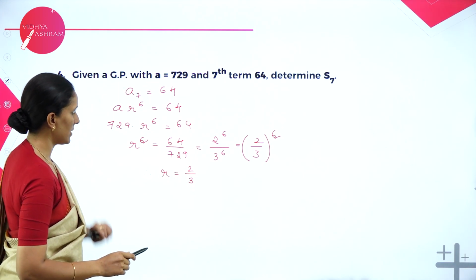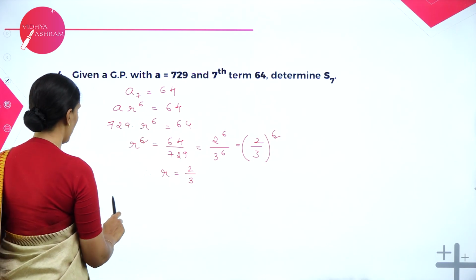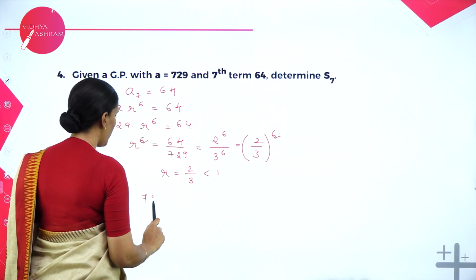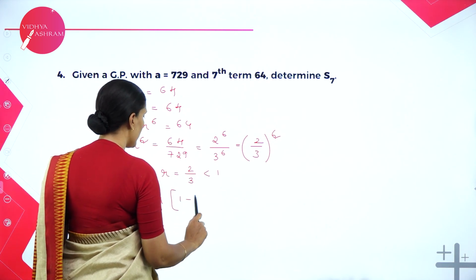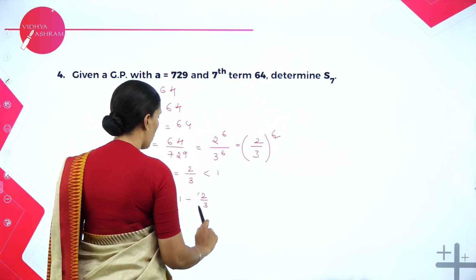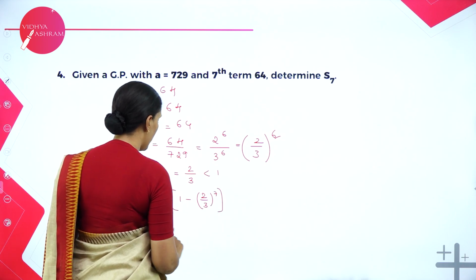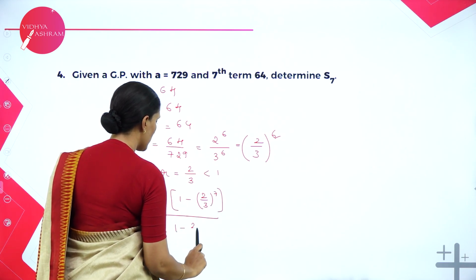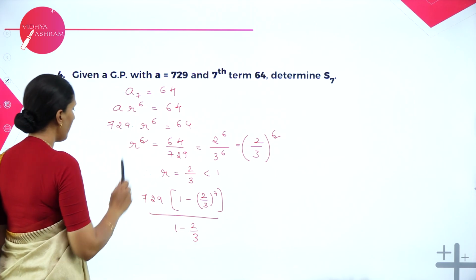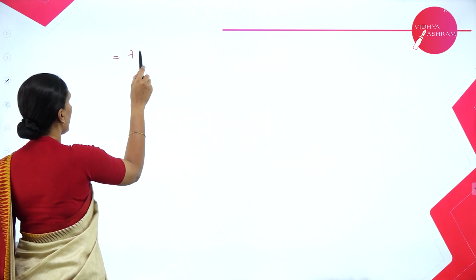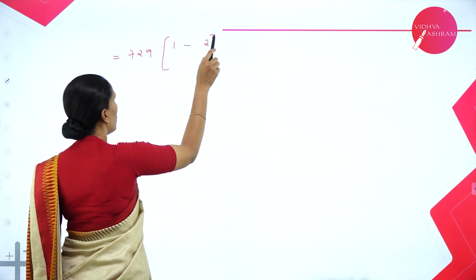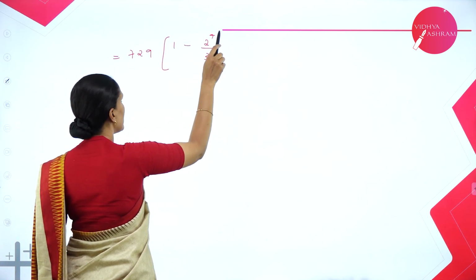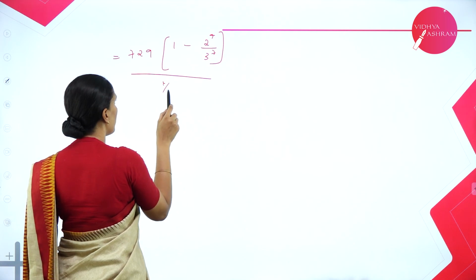The first term is given. So, let us determine S7 is equal to 729. Now, since R is less than 1 here, 1 minus 2 by 3 whole to the power 7 divided by 1 minus 2 by 3. So, solving this we will get 729 into 1 minus 2 power 7 by 3 power 7, divided by 1 by 3.